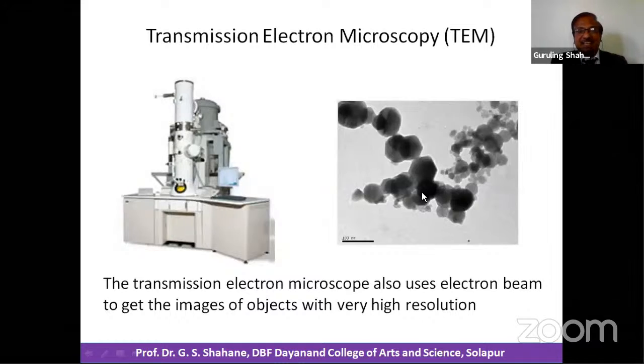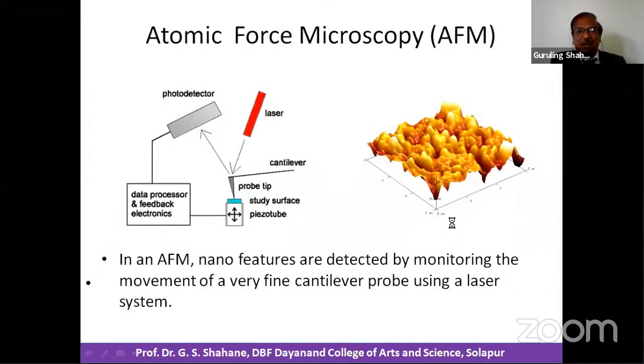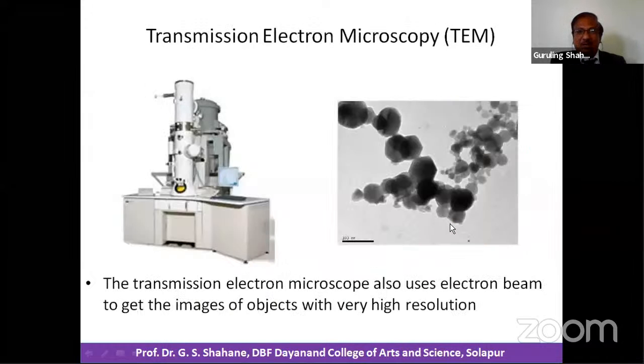On the other hand, another microscope, the transmission electron microscope, TEM, is based on the transmitted electrons, and you will get very high resolution. So you can observe these nanoparticles. You will get resolution in nanometers. For materials in powder form, you can get their TEM to get the details.